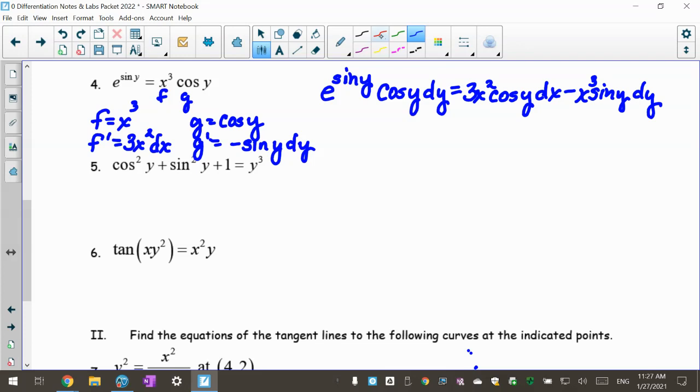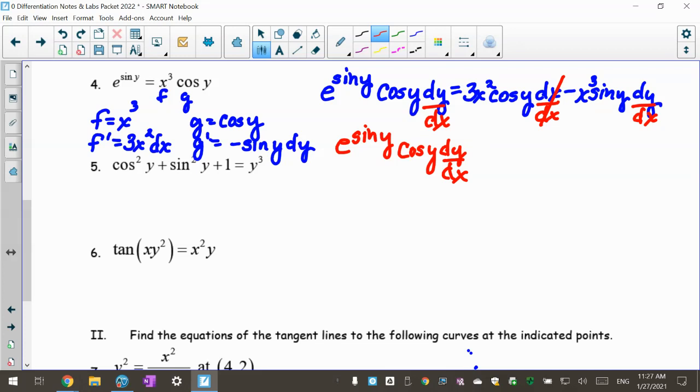So now I can go through and divide through by dx, because remember, we're looking for the derivative of y with respect to x. We're solving for that. So I'm going to divide through by dx. And as you can see, the dx, thanks for playing. So now I have e to the sine y cosine y dy dx. And I'm going to move over this x cubed sine y over here on the left.